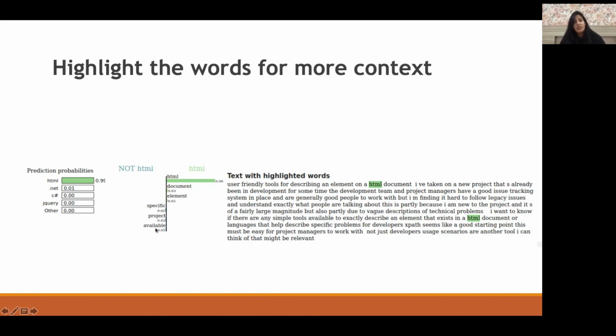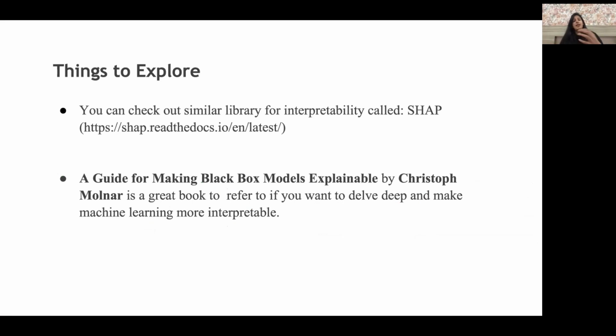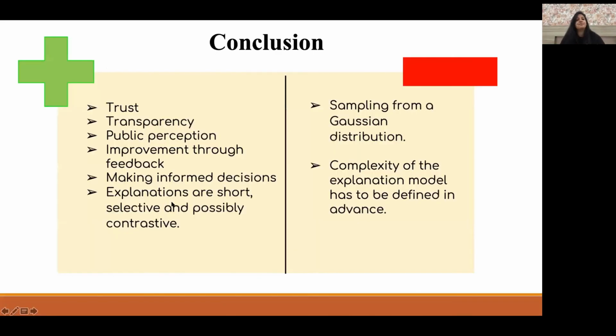And these kinds of explanations are very helpful when you're trying to build chatbot based applications or applications like voice assistants and similar domains. Now, going further, you can even check out a very interesting library called SHAP. It's also similar to Lime, but you can have different kinds of visualizations with that. For people who are more interested in delving deep, there's a great book called Guide for Making Black Box Models Explainable by Christoph Molnar. So do read it.